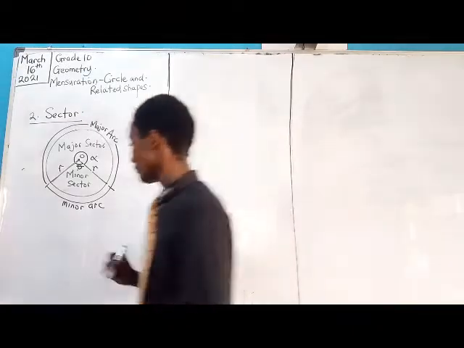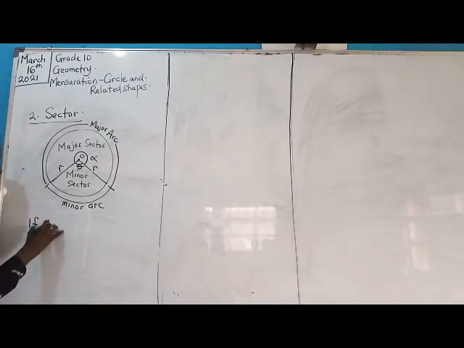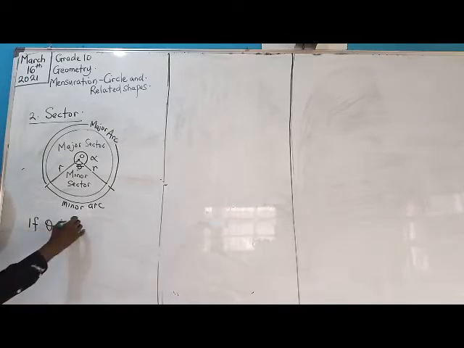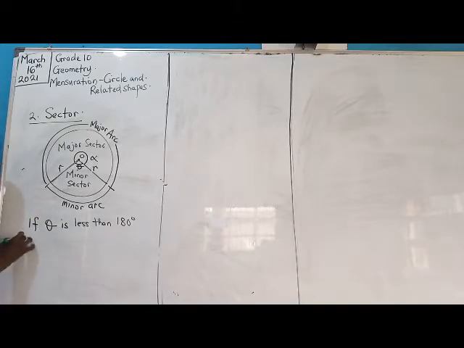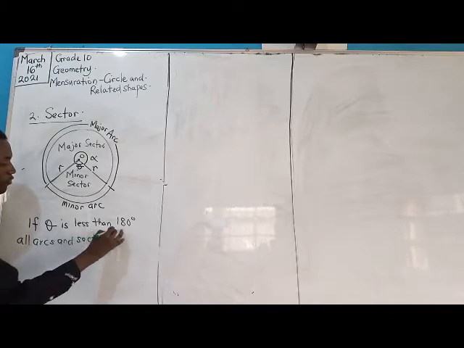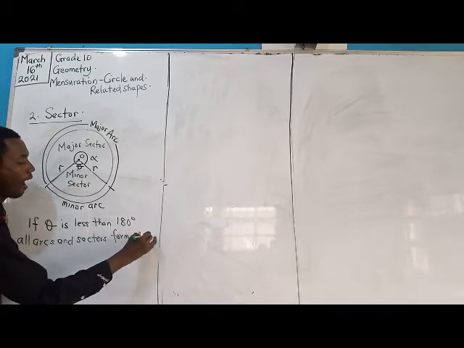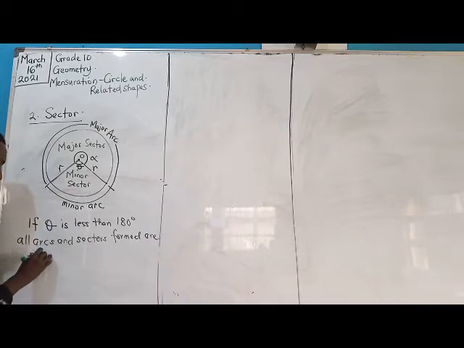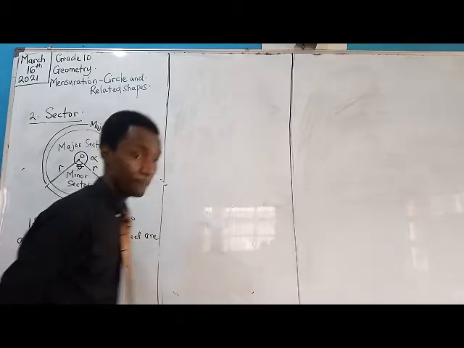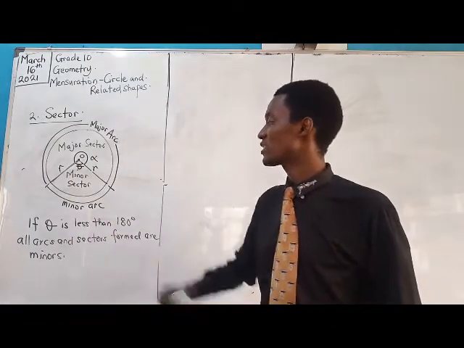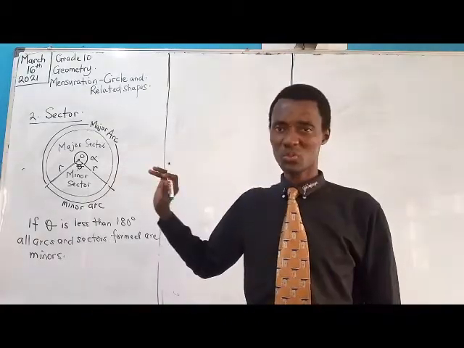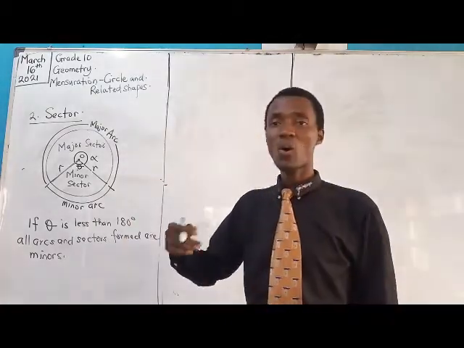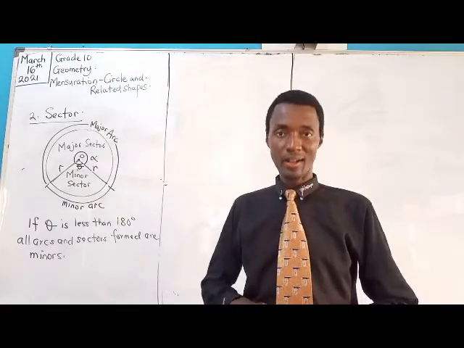Very simple. If theta is less than 180 degrees, all arcs and sectors formed are minor. So if theta is less than 180 degrees, all arcs and sectors formed are what? Minors. Either you're having a minor sector or a minor arc.